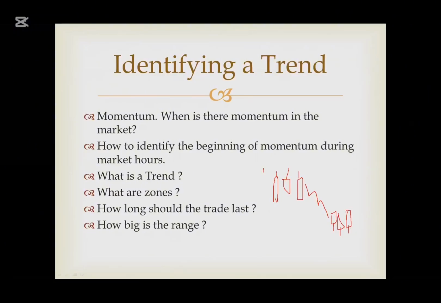So let's say that you have these wicks here. So this is a zone here, because you've seen that price comes up, it wicks into this area and rejects it. Now, some people would say, oh, we could draw a line. So this is a resistance line, or this is a supply zone, or whatever.